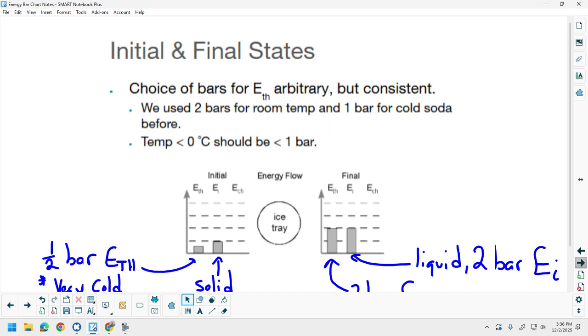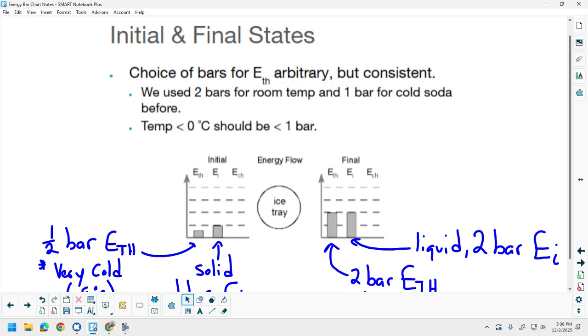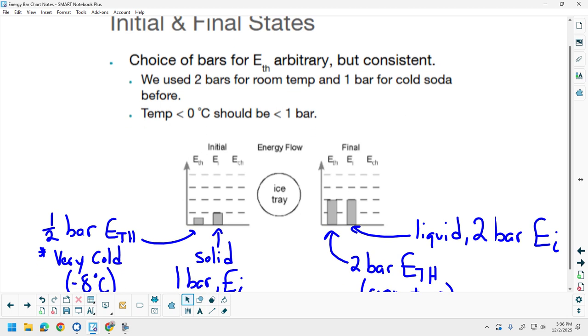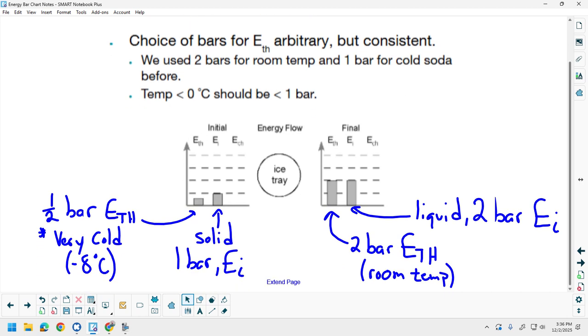Well, we'd start by putting the ice tray in our center circle to show that that is our system. And then we could put in 1 bar of interaction energy because it's a solid. And I put half a bar of thermal energy here because this is very, very cold. Again, it doesn't have to be whole numbers of bars. We could put 1 bar there, but to symbolize that it's very cold, low thermal energy, half a bar.